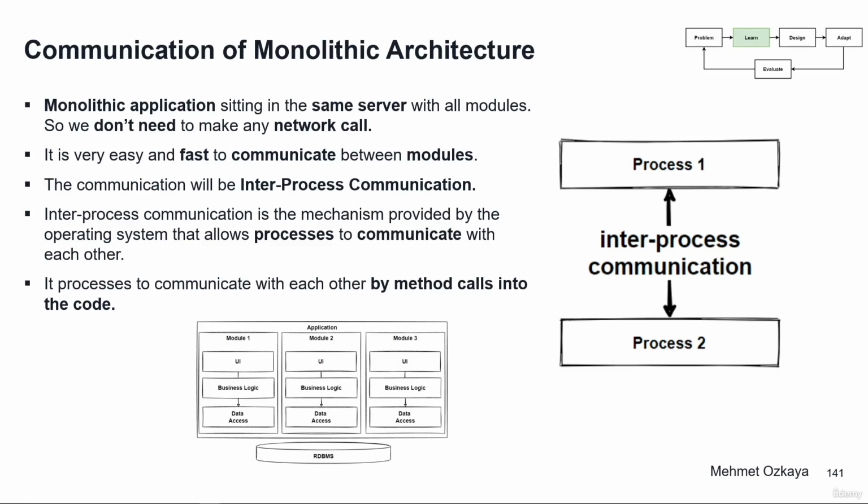Also, asynchronous communication can be done in monolithic architecture by using message broker systems. But as you can see, we only use method calls for communicating in monolithic architecture. That is one of the biggest benefits of monolithic architecture compared to microservices, because microservices require inter-service calls. Monolithic architecture uses inter-process communication, so it is faster.